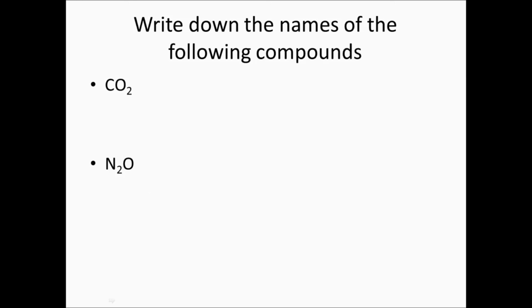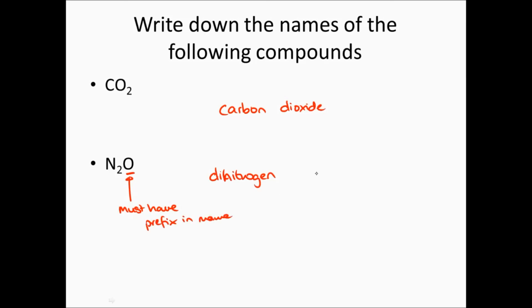For these compounds, to write down the names, we have to just follow the rules again. Here we have C, carbon, and then we have two oxygens, so that's di, and then oxide. And for N2O, we have two nitrogens, so it's dinitrogen, and then here we have one oxygen. If it's the second element, you still need to make sure you have the prefix. So it's monoxide.